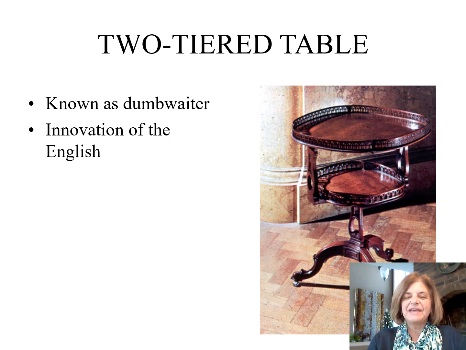This two-tier table is also known as a dumbwaiter. It was invented by the English for the purpose of keeping conversations more private. So this table would be used for desserts. You would place the tables in corners, load up the tables with desserts, and close the door. That way you could have a fluid conversation without servants coming in, overhearing, and then going out and spreading rumors.